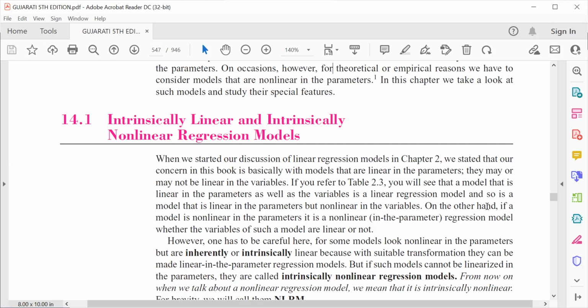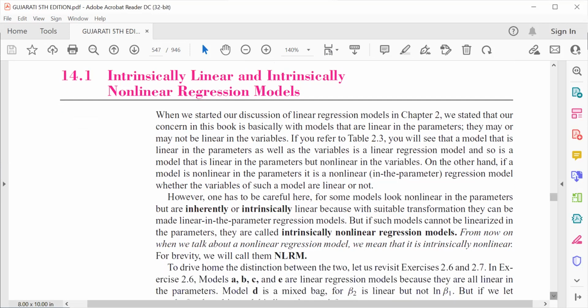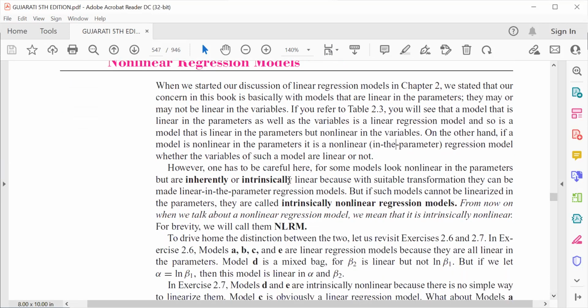On the other hand, if a model is nonlinear in parameters, it is clearly a nonlinear parameter regression model, whether the variables are linear or nonlinear. In the nonlinear model, we can have nonlinear parameters and also nonlinear variables. However, one has to be careful here, for some models look nonlinear in parameters but are inherently or intrinsically linear because with suitable transformations, for example, in the Cobb-Douglas production function model, the model is nonlinear, but if we transform the data into log terms, we will have a linear regression model.